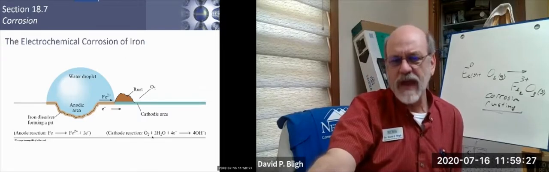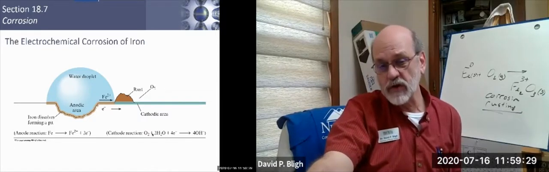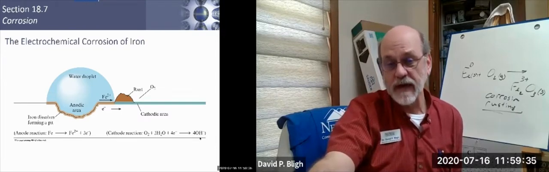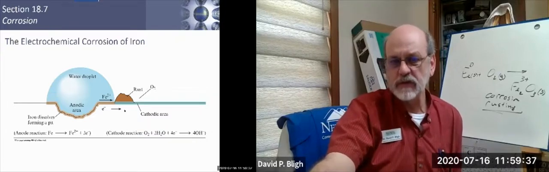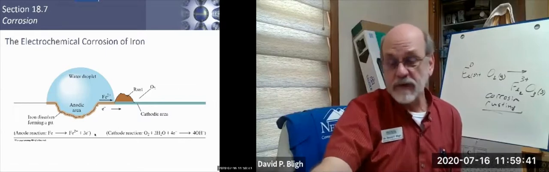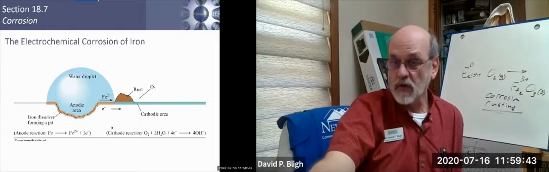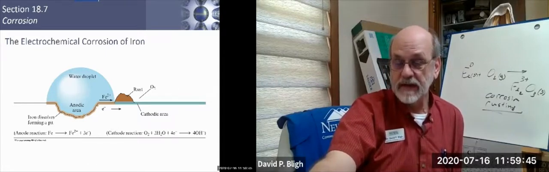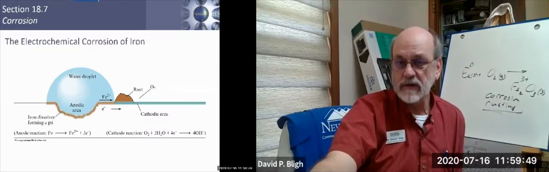The cathode reaction for this one is the conversion of oxygen in the presence of water to hydroxide. So we produce a basic solution in the process. And if you wanted to balance this equation, of course, you would balance it as an acidic equation and then convert it to a basic equation.